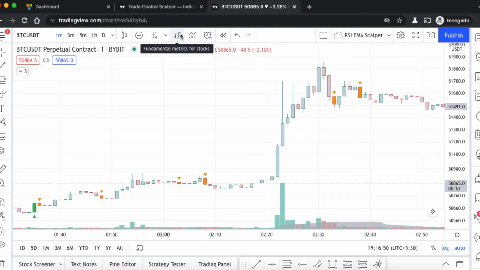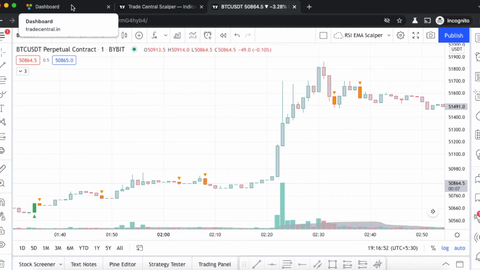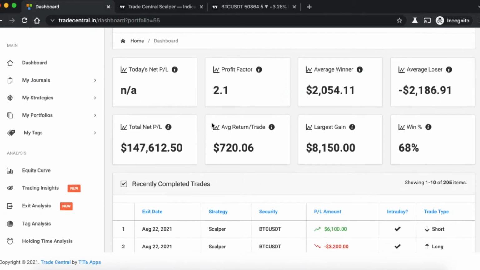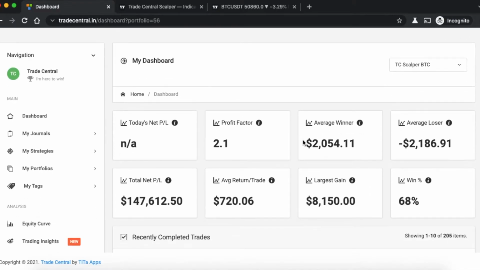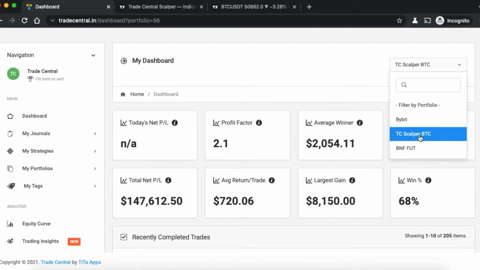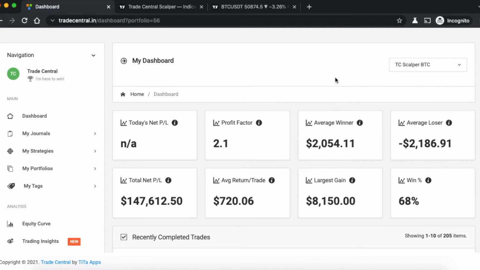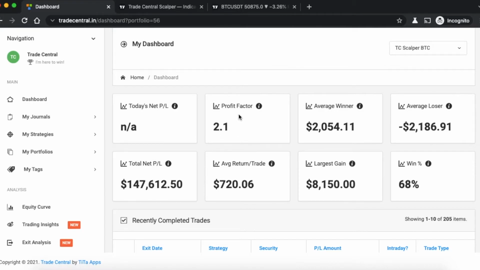Let me go to Trade Central now to show you how this strategy performs. Here we executed this strategy for almost a week, and in a week we got almost 200 plus signals. I have filtered this portfolio summary by this TC Scalper BTC. You can see the profit factor of this strategy is 2.1, which is pretty good. Average winner was $2,000 and average loser was also similar, but our win percentage is very high. So average winner to average loser is almost a 1:1 risk reward ratio.